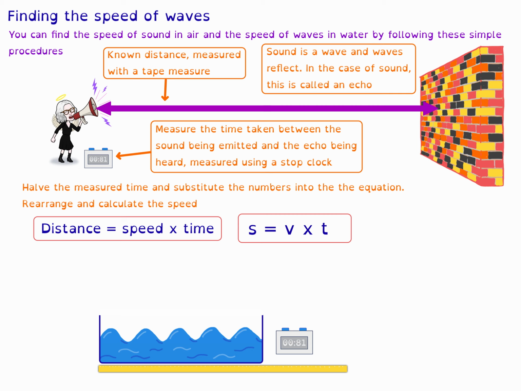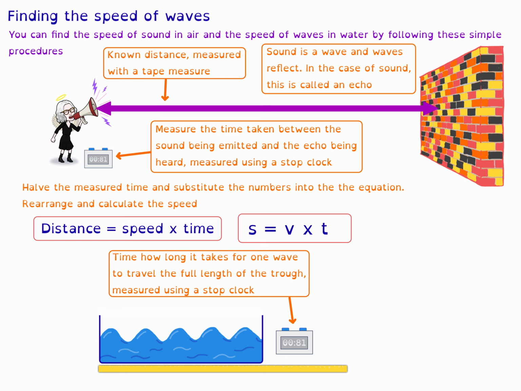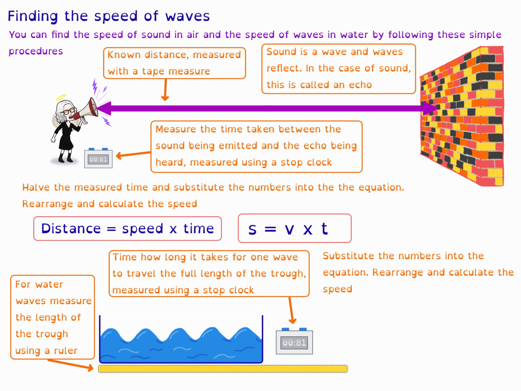For a water wave, you can time how long it takes for one wave to travel the full length of a trough. You measure this time using a stop clock. Measure the length of the trough using a metre ruler. Then again, use the equation distance equals speed times time. Substitute in your numbers and rearrange to work out the speed of your water wave.